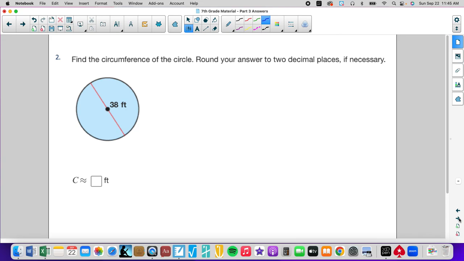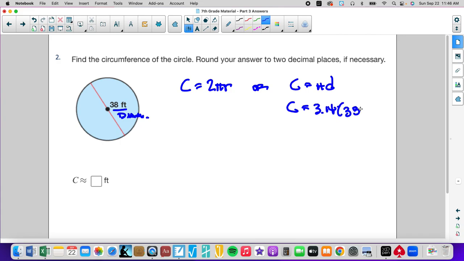It says, find the circumference of the circle, round your answer to 2 decimal places if necessary. So when we have circumference, it can be 2 pi r when given the radius, or C equals pi d when given the diameter. This is a diameter. So I'm going to use this one. C equals 3.14 times the diameter, which is 38. And if we do that in our calculator, we get 119.32.